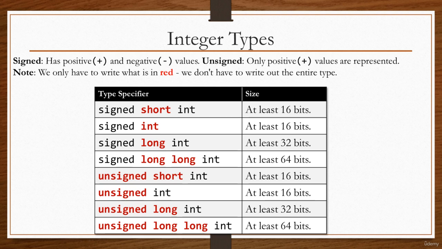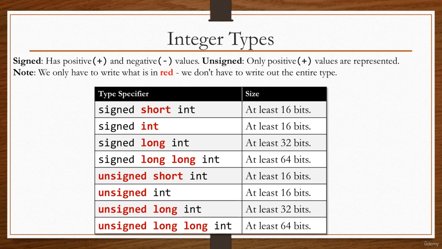So I would like to note that you can simply write what is in red. For example, you don't have to write signed short int, you can simply write short. The reason is that all of these that are signed are the default, or assumed. So if you don't write unsigned specifically, then it's assumed to be signed. Now we do have to be explicit when we do want unsigned variables. So here we have unsigned int, for example, or unsigned short. Again, in this case, we are explicit.